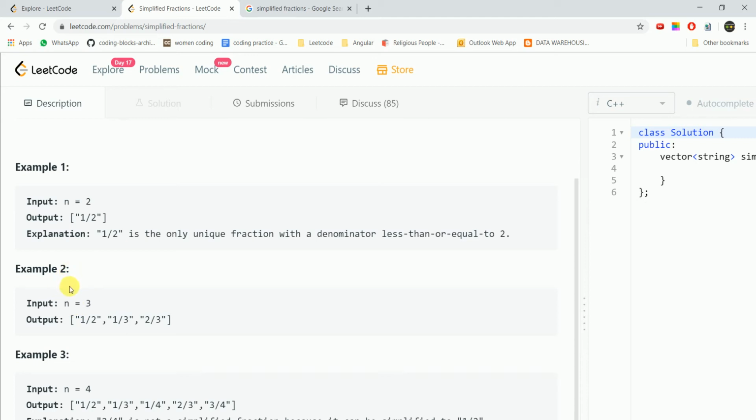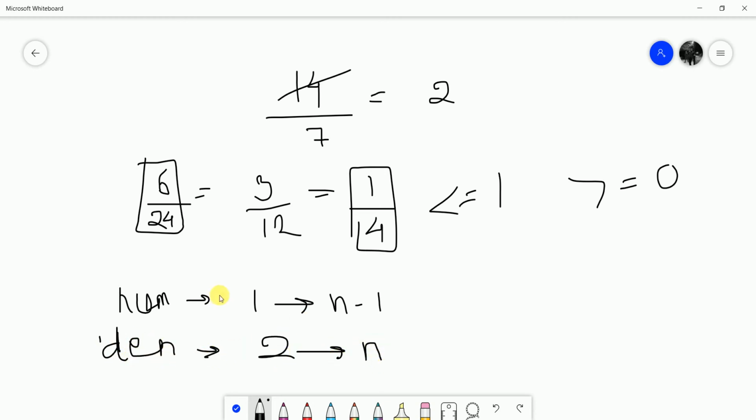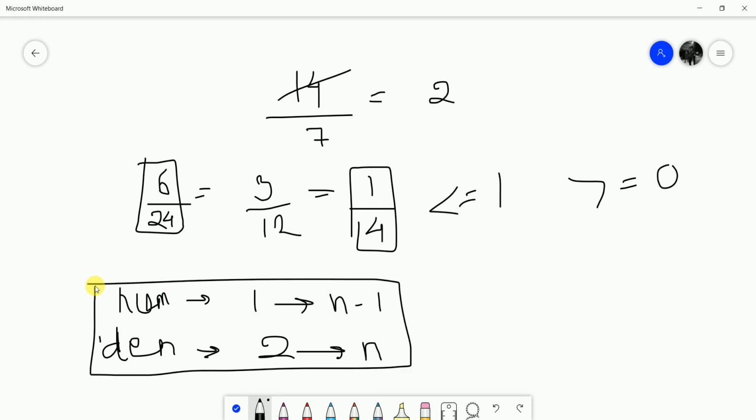So for the sample input n equal to 1, we have answer 1 by 2. And for n equal to 3, we can see that the denominator starts from greater than 1, that is 2, up till the number 3, and the numerator goes from 1 up till n minus 1. So what I am saying is, numerator is going from 1 to n minus 1, and the denominator is going from 2 onwards to n. So this is our main observation right now.